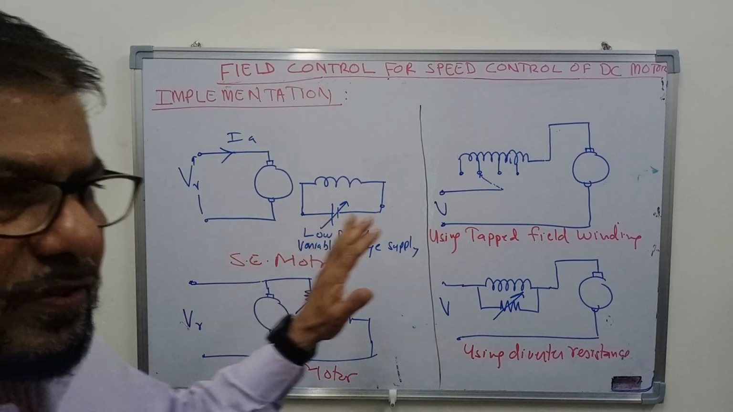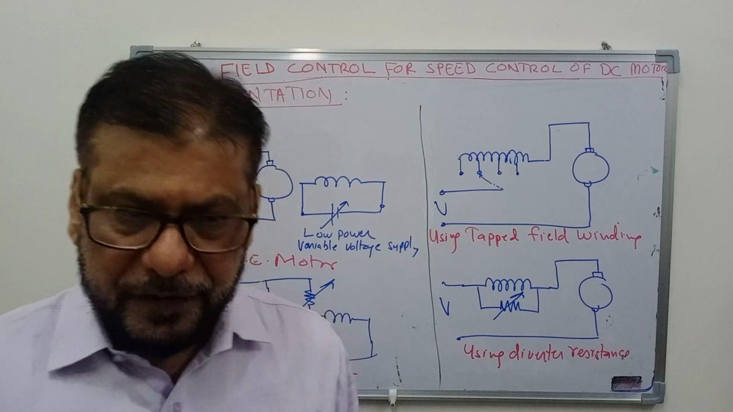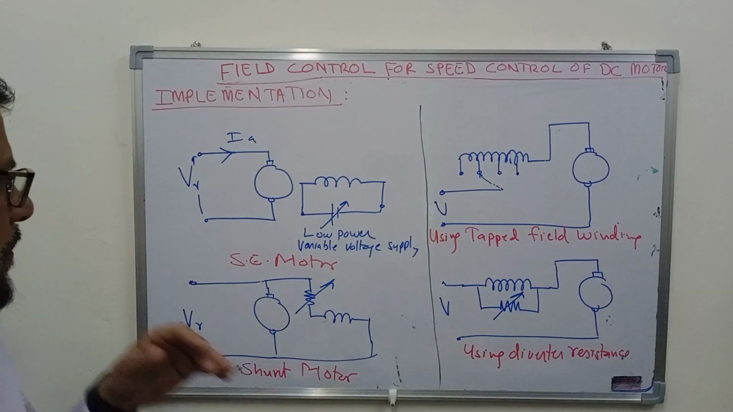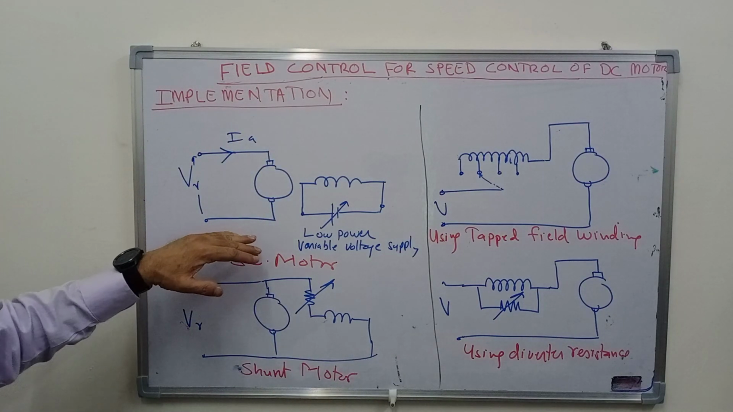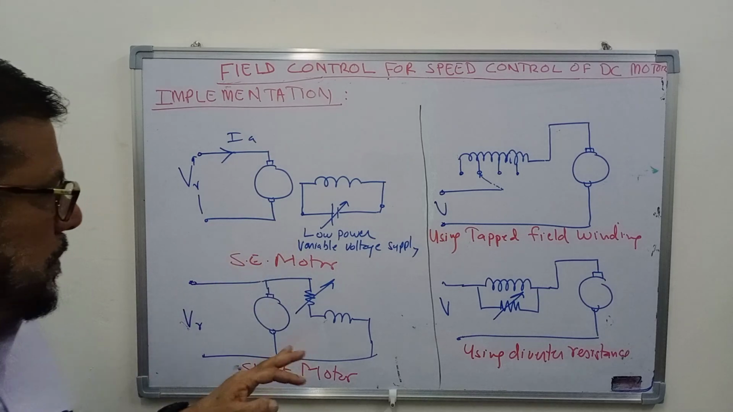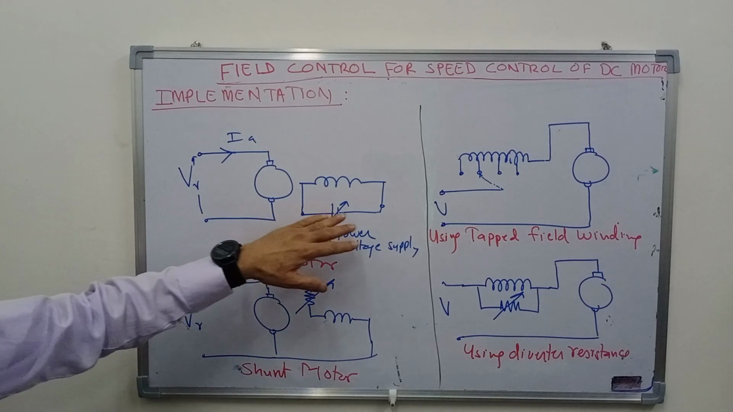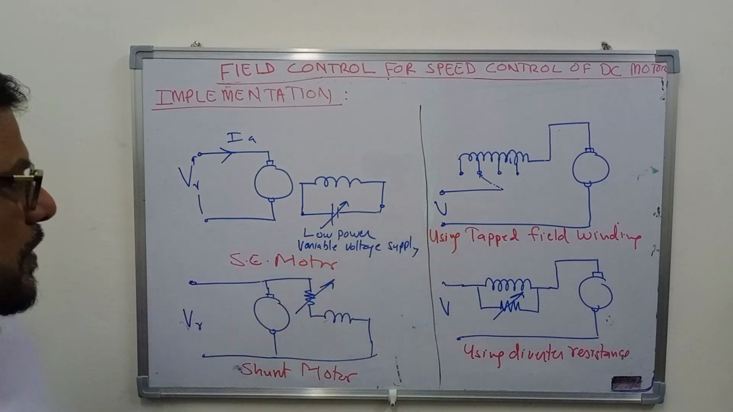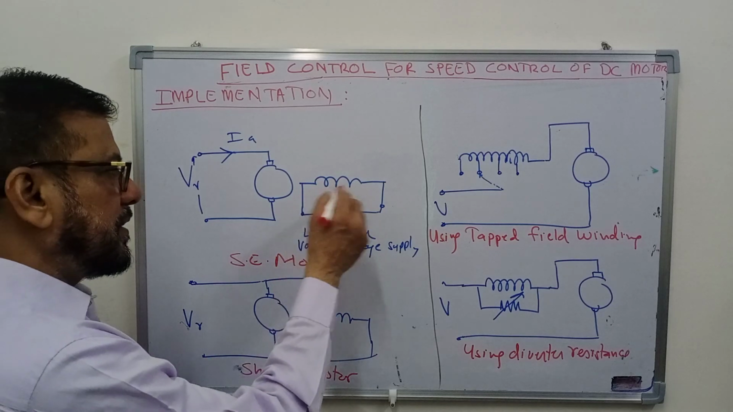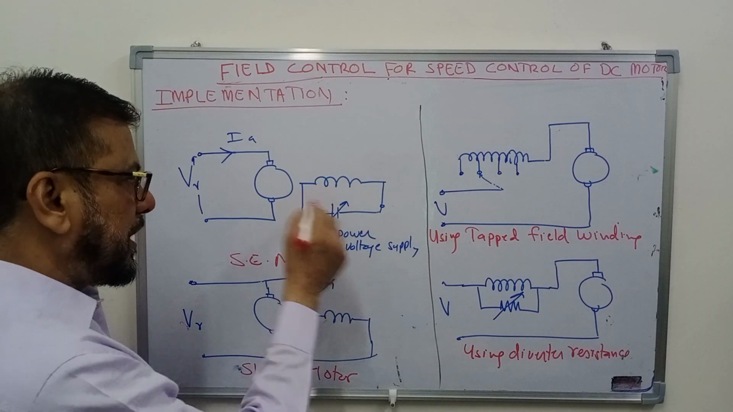Now let us discuss how to implement the field control method. So let us first take the case of separately excited DC motor. Here the field winding is given a separate supply. You have to vary this current to vary the flux.